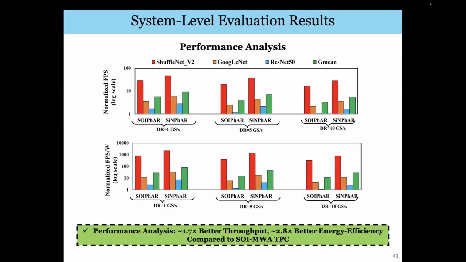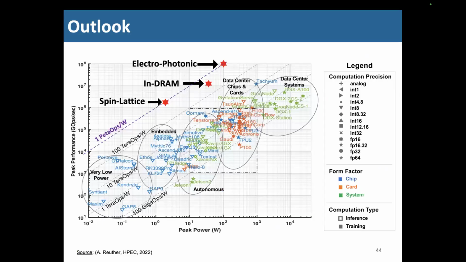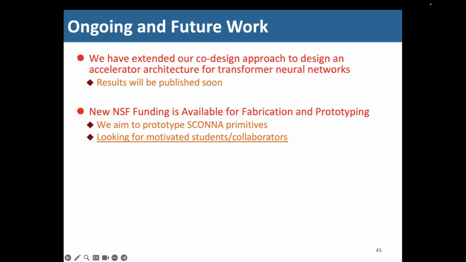So with that, the outlook for my research so far: we only talked about electrophotonics, but my research also focuses on DRAM computing acceleration, and also the ferromagnetic spin lattice for neuromorphic computing. And the idea is to reach, we can say, one peta operations per watt. That is what we're trying to achieve with flexible precision, overall in the lab.